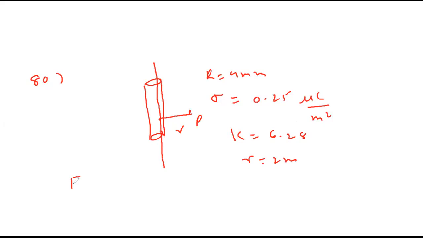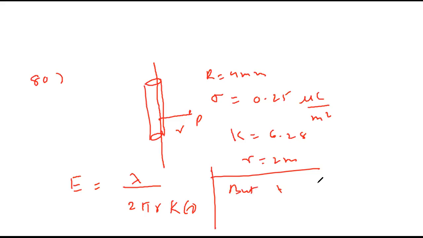What is the formula for intensity at any point outside a cylinder? Lambda upon 2 pi R K epsilon naught. Correct? But lambda means what? Charge per unit length. And sigma means charge per unit area.